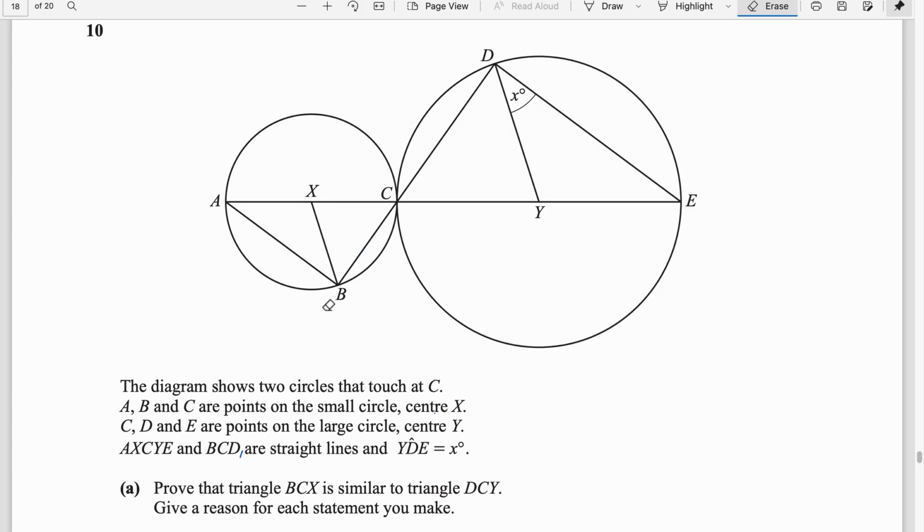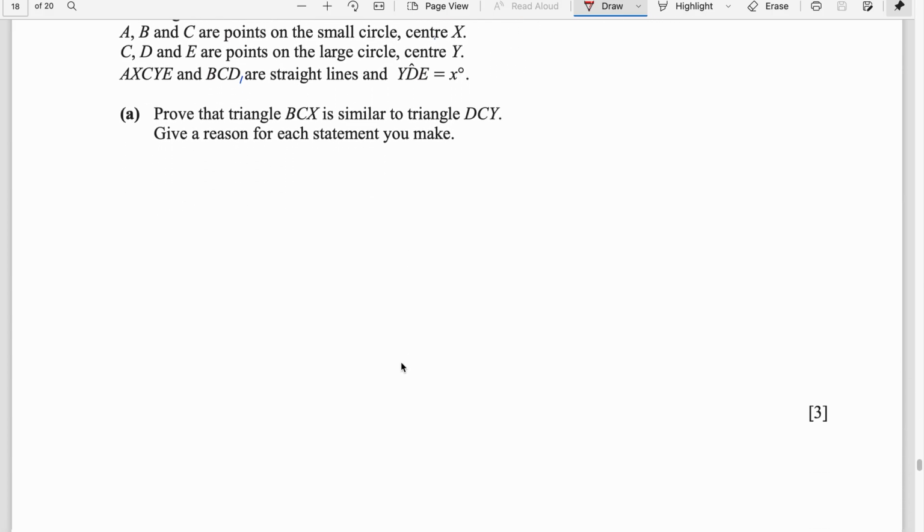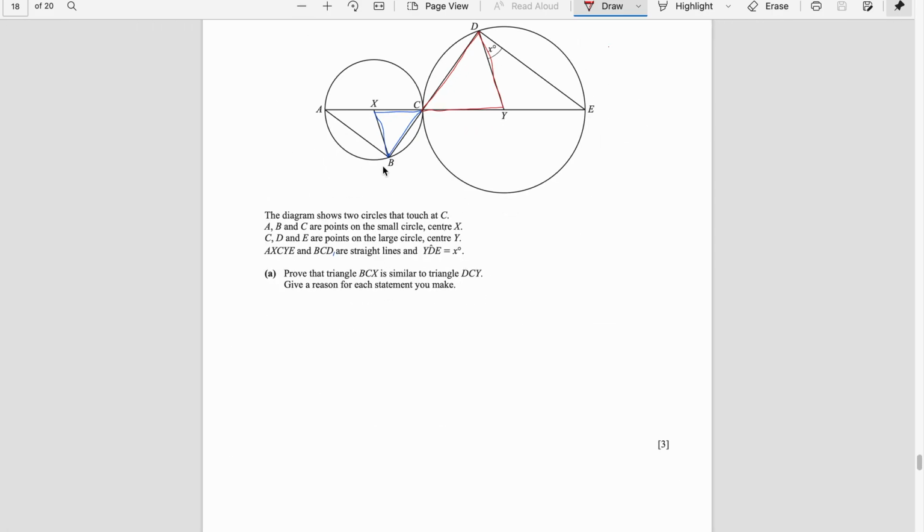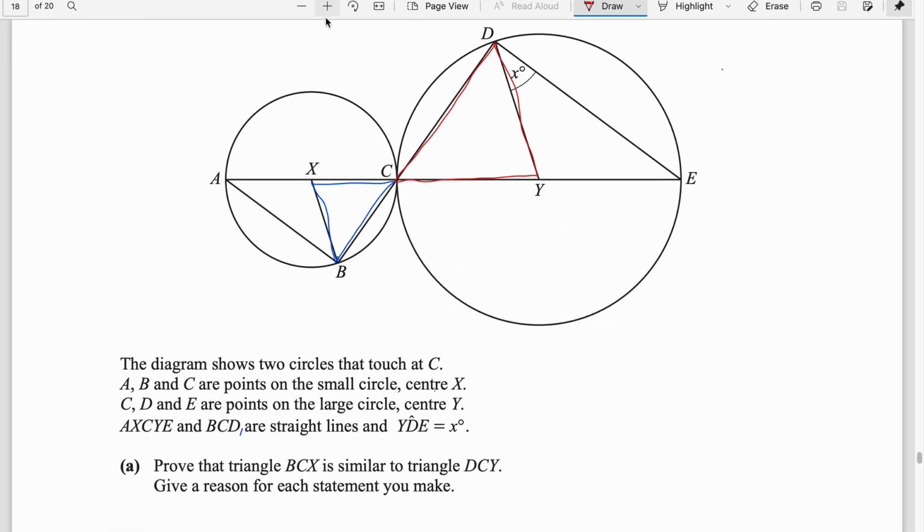and Y, D, E is X. Prove that triangle BCX is similar to triangle DCY. We're talking about this triangle in blue, and the other triangle is DCY. So we have to prove these two are similar. Give a reason for each statement you make. Definitely we'll be working here just so I don't have to zoom out. Let me solve next to it.